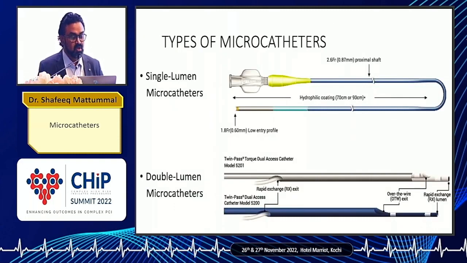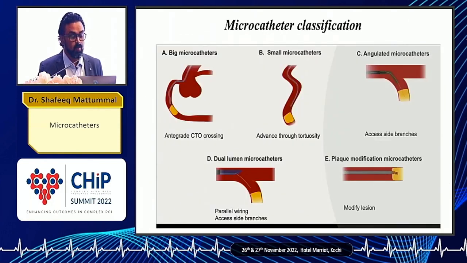So we broadly group them into single lumen and double lumen microcatheters. Dual lumen are now increasingly becoming popular because of the complexity of the cases that we now do. Another way of grouping is big microcatheters, small, then angulated tip or deflectable, dual lumen microcatheters, and catheters which have plaque modification characteristics.